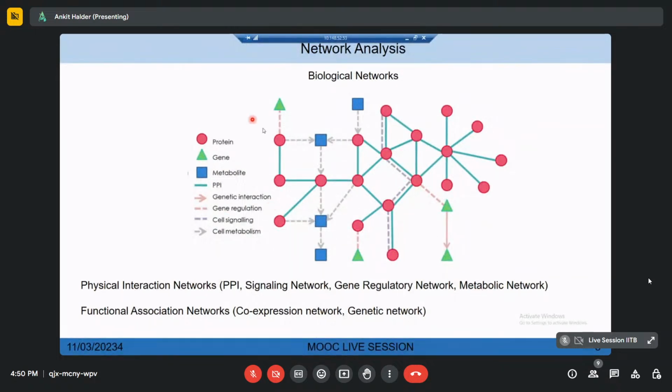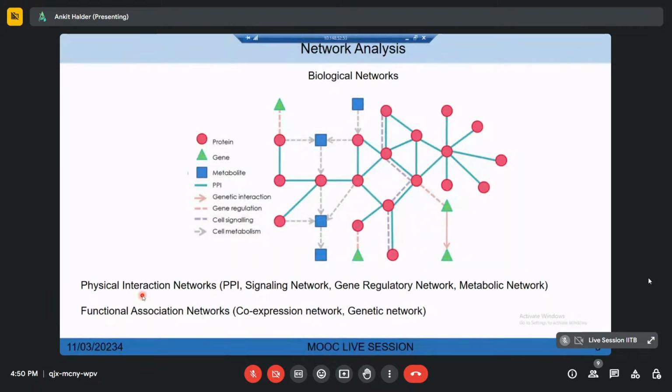So you have the proteins, the genes, the metabolites, the PPIs, that is the protein-protein interactions, the genetic interactions or gene regulations, and the cell signaling and cell metabolism. If we have the data from high throughput techniques, both microarray and mass spec based techniques, we can construct this kind of network to understand the system level well. So one is the physical interaction network, and another is the functional association network.